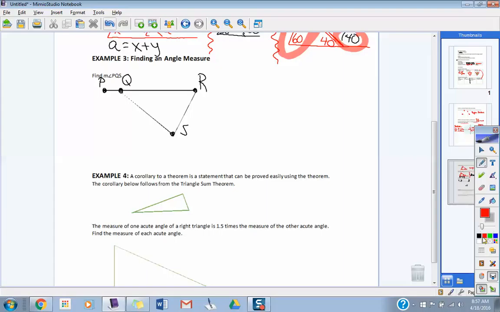I'm going to call this up top 3x plus 25 right here. This angle is 3x plus 25 on the exterior. Angle S is going to be 65 degrees. And this is going to be up here, 2x. So the whole idea in this example 3 says find the measure of what angle? I'm looking for angle PQS. P to Q to S.